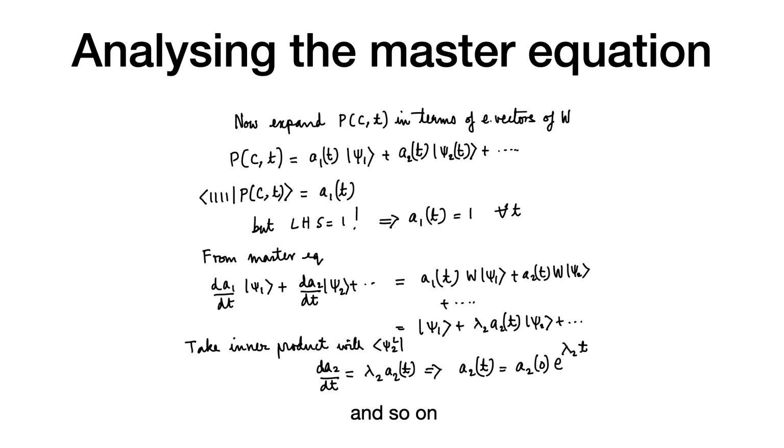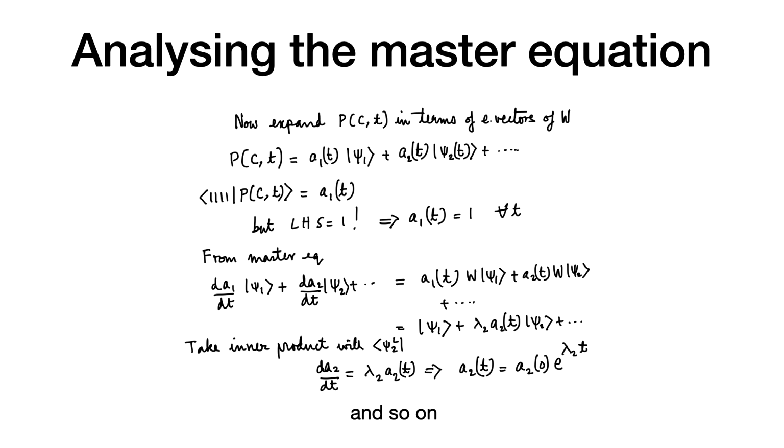So P of C, t has some contribution from the lowest eigenvector, psi 1, with eigenvalue 0. There is some prefactor here, A1 of t, then A2 of t, A3 of t, and so on. This is the general expansion. Now I want to determine what is A1, what is A2, and so on. All this will follow exactly like in quantum mechanics.